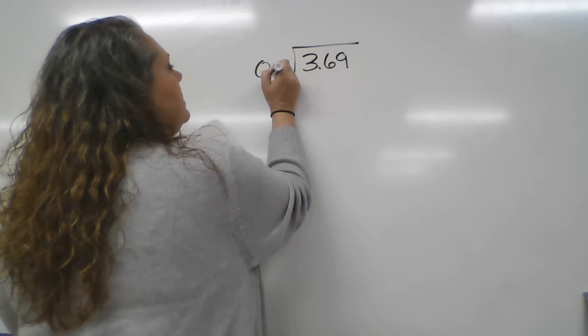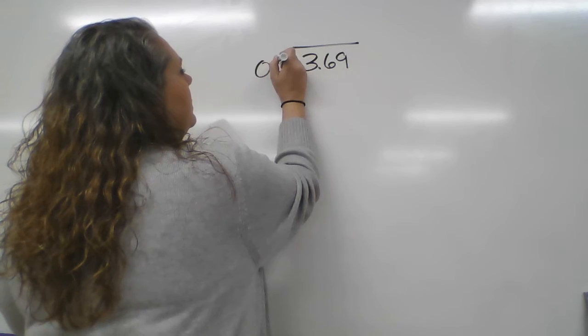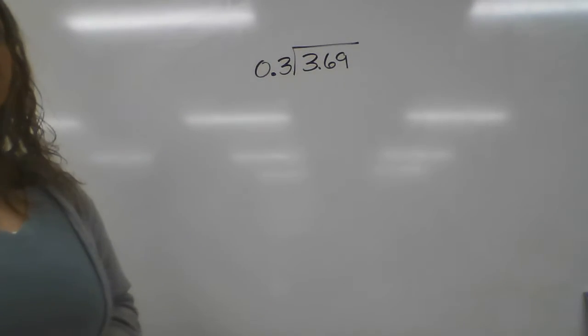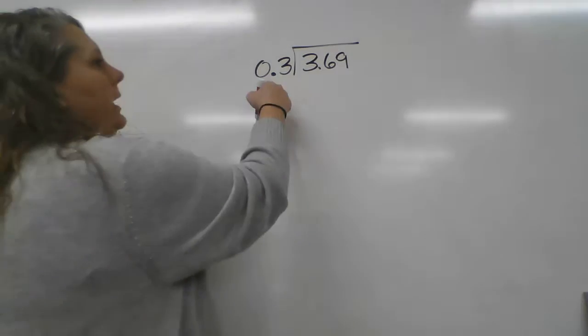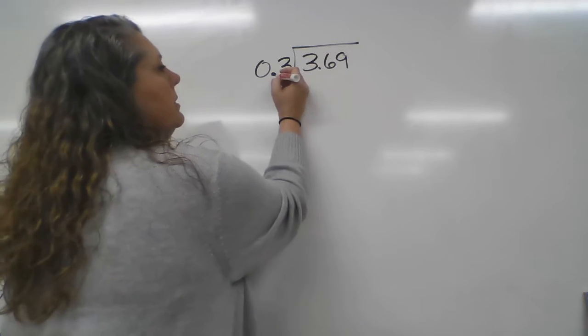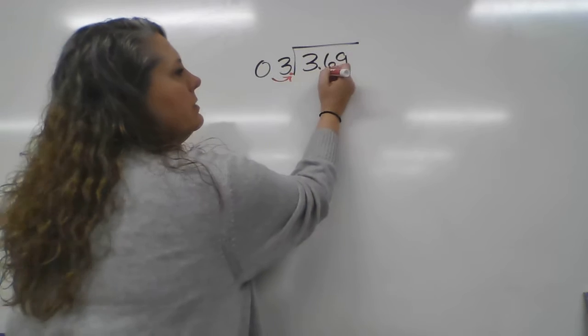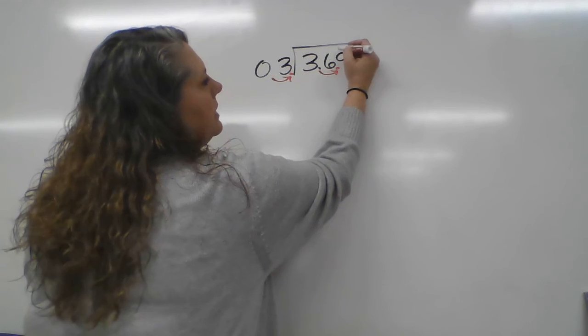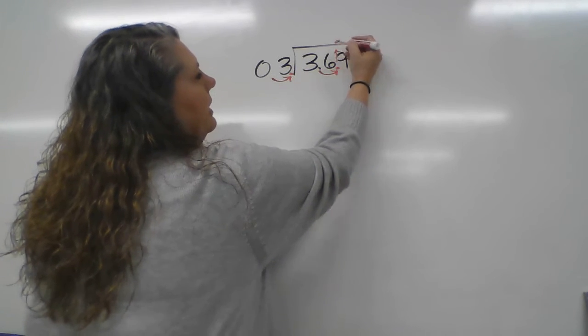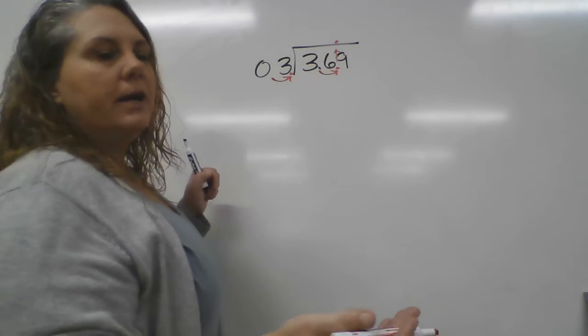3.69 divided by 0.3. Okay, so again, we cannot divide by a decimal on the outside of the box, so we got to move it. If I move it over one place on the outside, I also have to move it over one place on the inside, then bring it up directly into my answer, and now I just divide like I normally would.